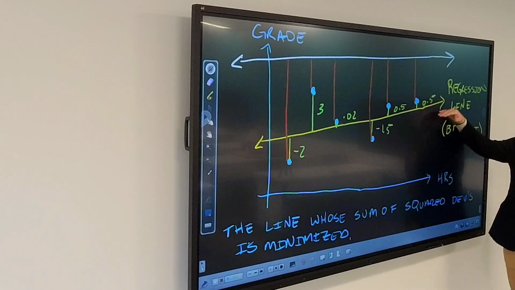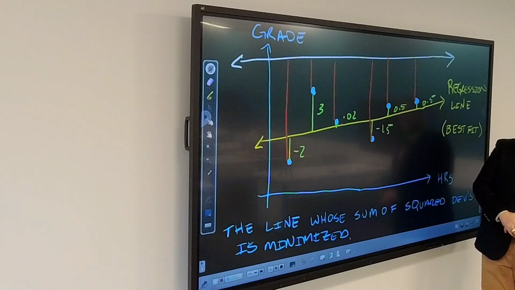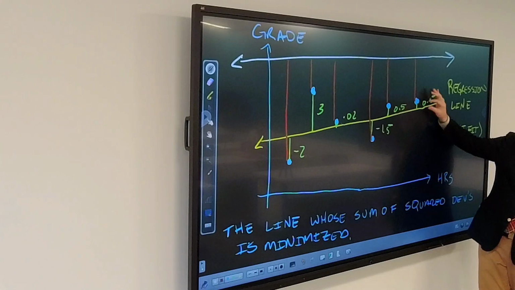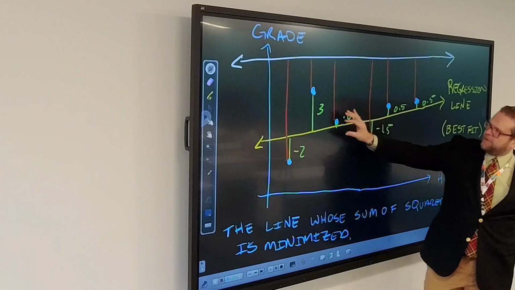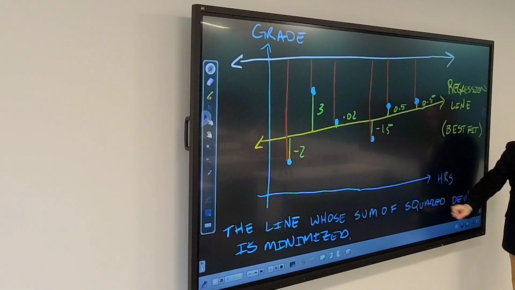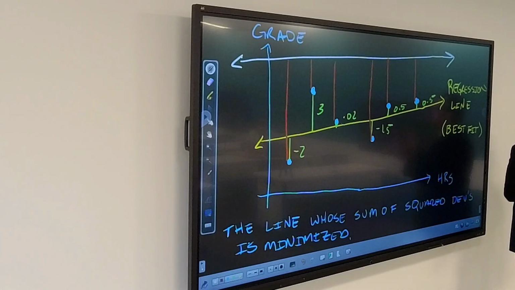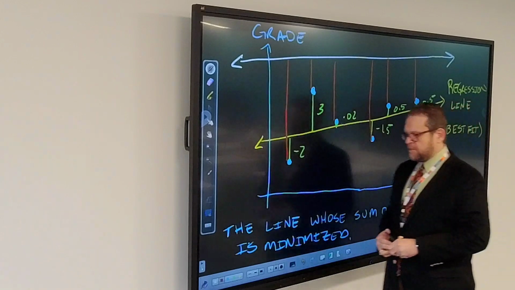So the regression line is going to fit as close as it can to the data points, such that the distances from each of them, if you squared them and added them up, it's as small as possible. No other line has a smaller sum of squared deviations than the regression line.